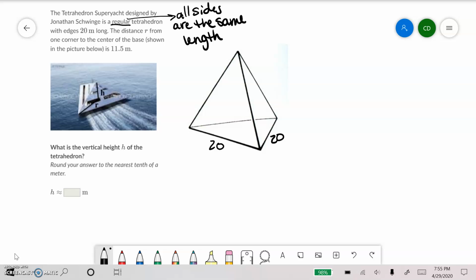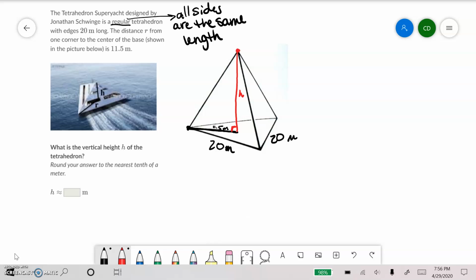Okay, then it says the distance r from one corner, so I'm going to pick this corner, to the center of the base, this distance here, is 11.5 meters. I should put meters so we know what units we're working with. And it wants to know the vertical height of the tetrahedron, which is really just how tall this yacht is. That height goes all the way from the apex of the pyramid down to the center at a 90-degree angle. That's what we're looking for.